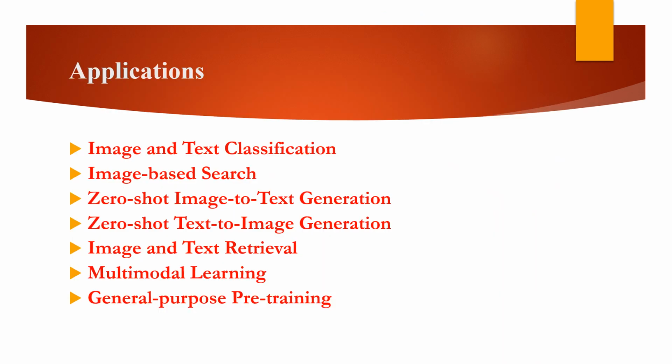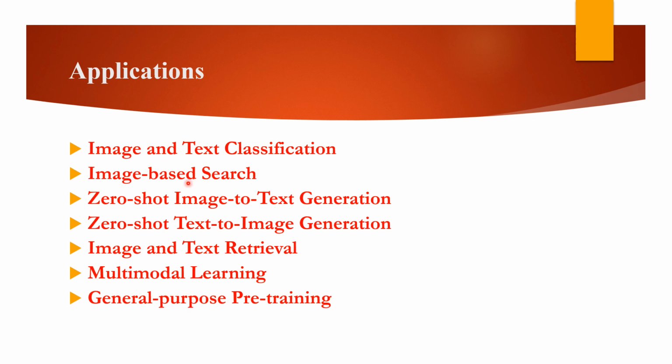So next comes the applications. This contrastive language image pre-training model has a wide range of applications due to its ability to understand the relations between text and images. Here are some of the key applications which I explain in simple terms. The first is image and text classification. CLIP can be used for classifying images and text. For example, you can use the model to classify images into categories like animals, vehicles or buildings, and to classify text into topics like sports, politics or entertainment.